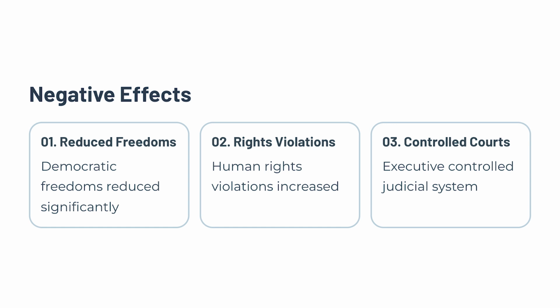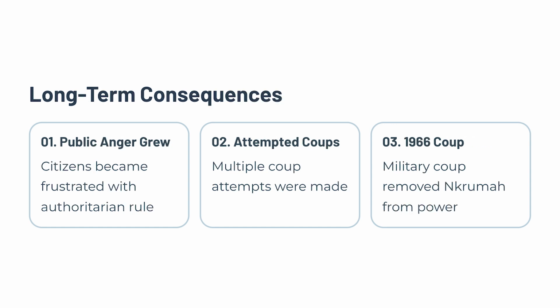These issues and political development had significant consequences. Over time, public anger grew because citizens were frustrated with the government's strict one-party control. This rising frustration led to several attempted military coups as different groups tried to overthrow the government. Ultimately, these efforts succeeded in 1966 when a military coup finally removed Dr. Kwame Nkrumah from power while he was abroad.